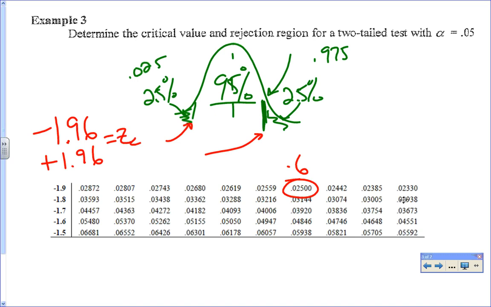Again, meaning if I do the test and it falls out here, I reject. If it falls out here, I reject. If it falls in here, I can't reject. Right? That's kind of how it goes. So any questions on how to set it up or find the critical value, which is kind of the leading edge of your rejection region? No? All right.